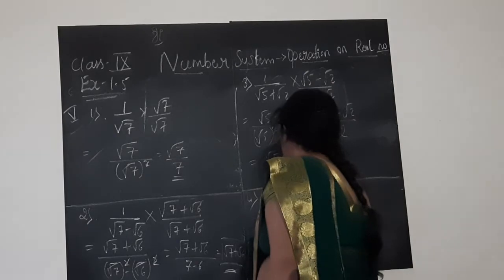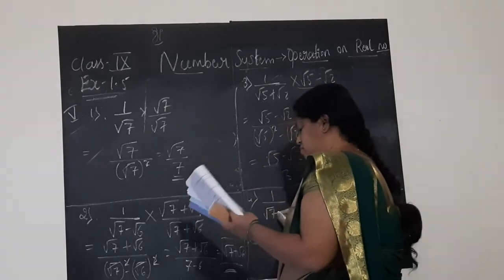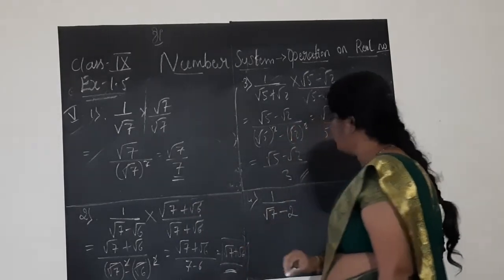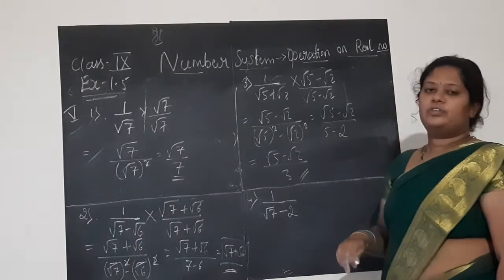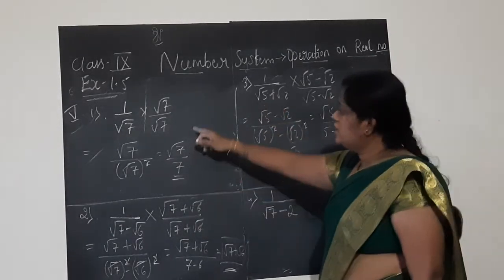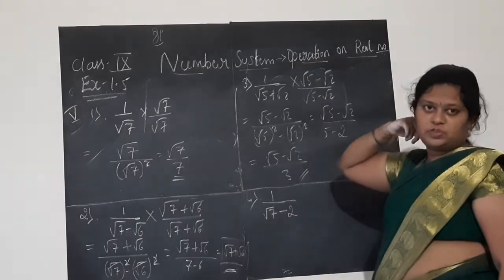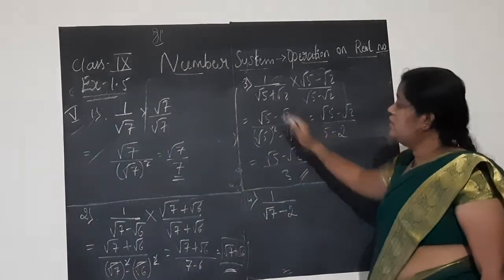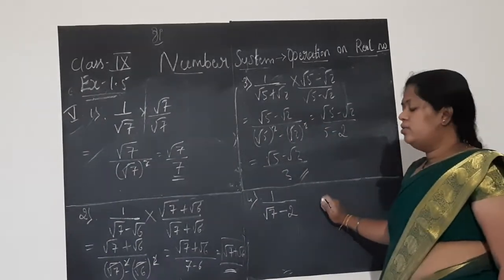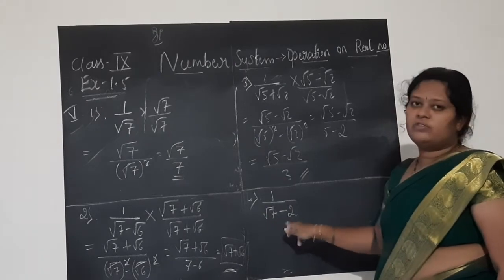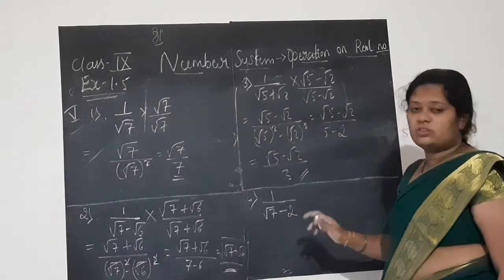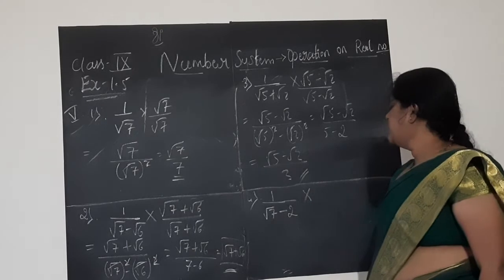1 by square root 7 minus 2 is there. Now children, this is a bit different, you see. Until now, in the example problems or these three problems which we solved, both the numbers used to have the root sign. But here 2 does not have the square root sign. No problem. It doesn't make any difference for us.